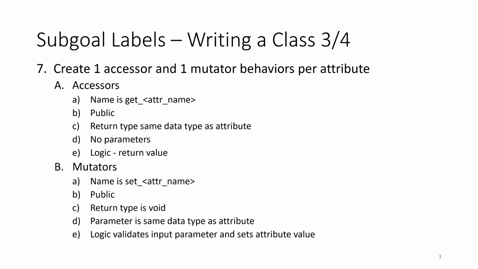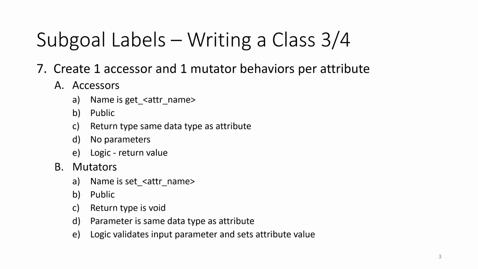For the mutators, the name is generally set followed by the attribute name. They're public, the return type is usually void, and the method takes in one parameter that is the same data type as the attribute. The logic of the method should validate the input parameter and then set the attribute value.